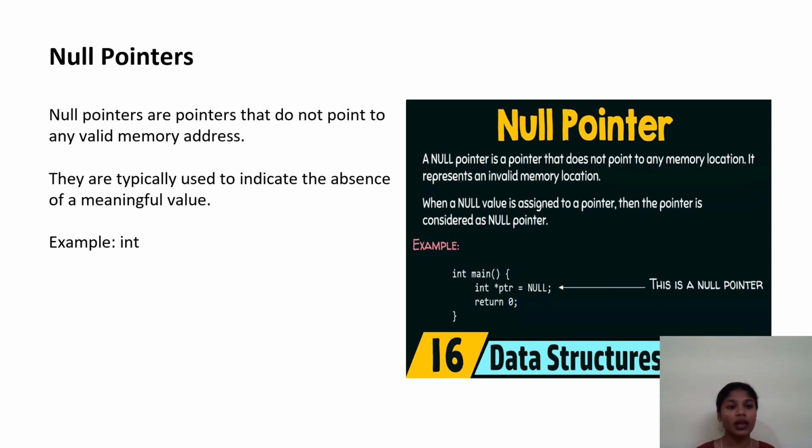Null pointers. Null pointers are pointers that do not point to any valid memory address. They are typically used to indicate the absence of a meaningful value. Null pointers point to an address in the memory space that does not have a meaningful value and cannot be referenced by the calling program. For example, int.